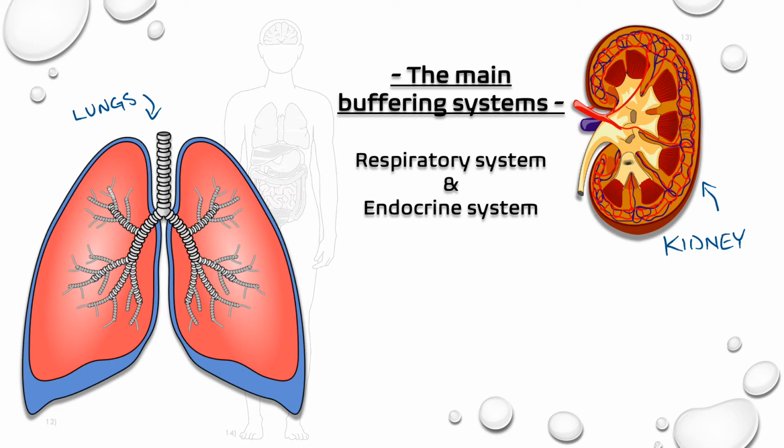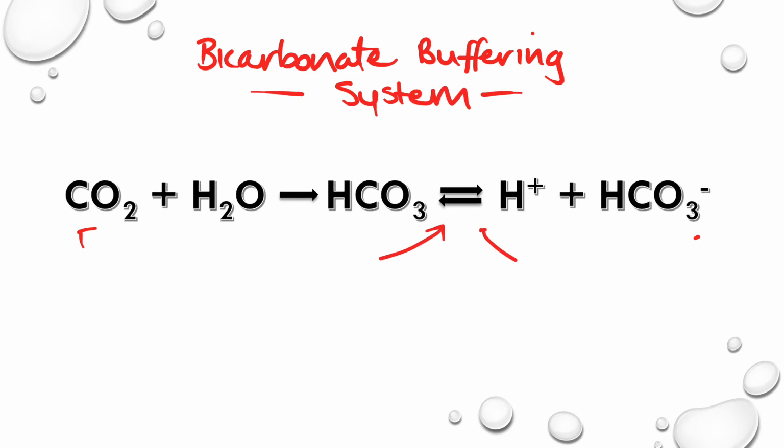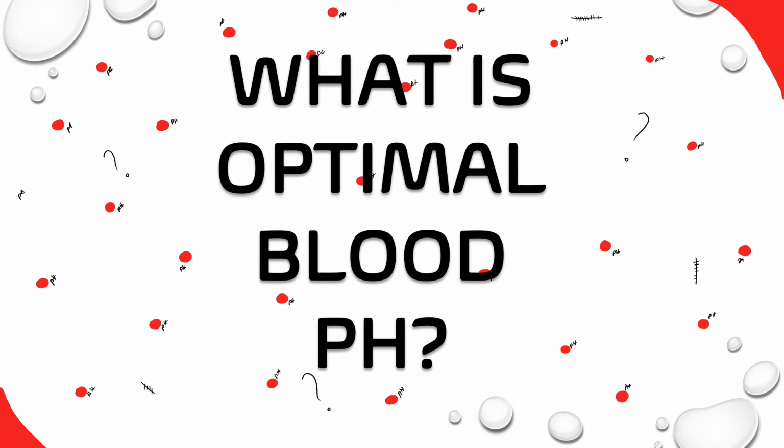As part of the endocrine system, this will work much slower than the respiratory system to maintain blood pH. These are collectively known as the bicarbonate buffering system. When a change is detected, the kidneys will excrete either excess acids or alkali. When the body senses a change in H+ concentration, the buffer system reacts within a fraction of a second to decrease these changes. So, what is the optimal blood pH?